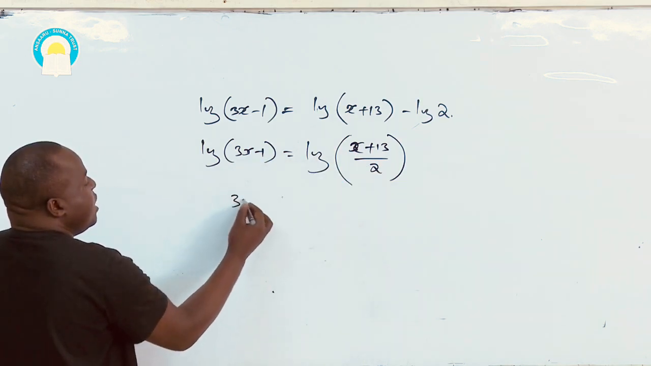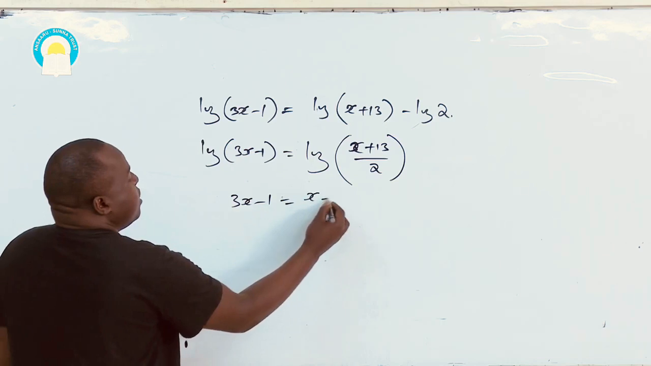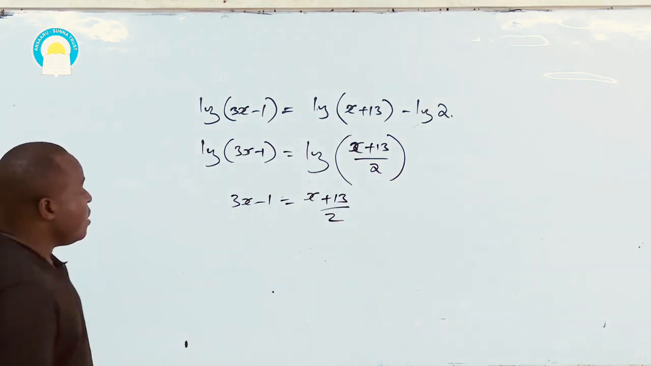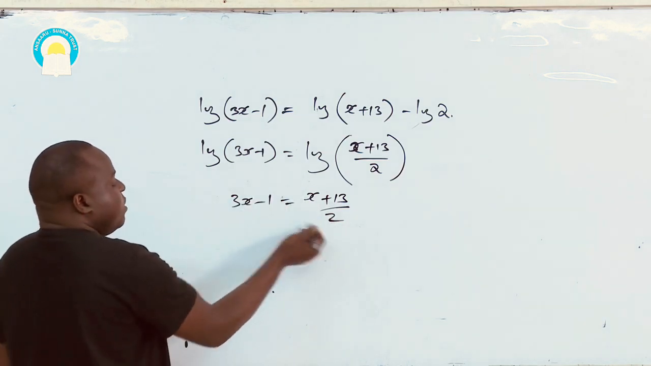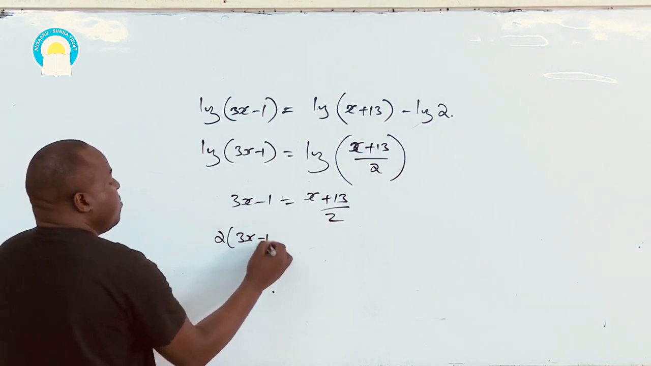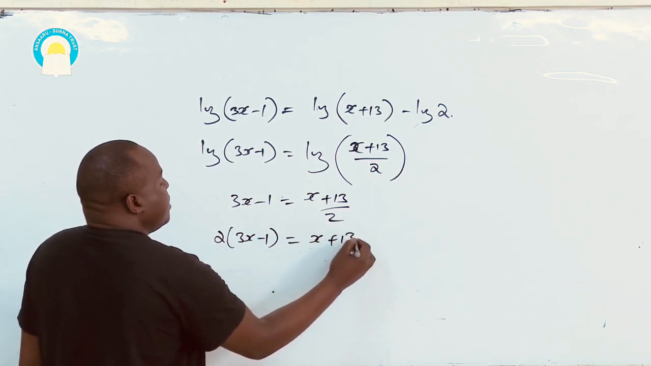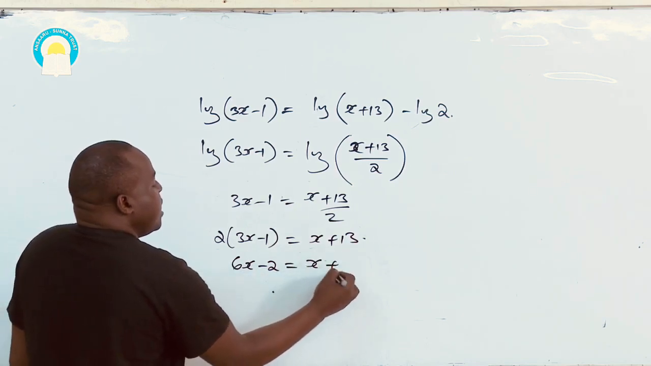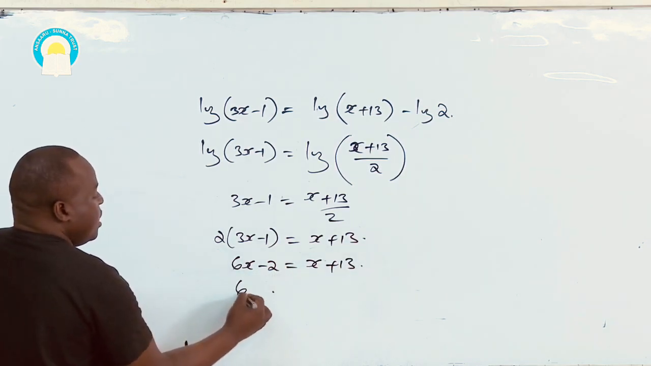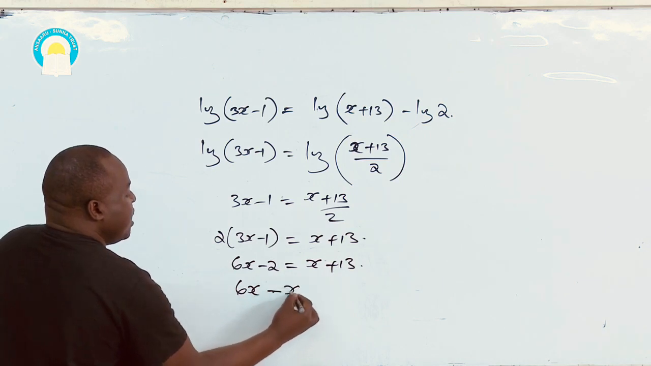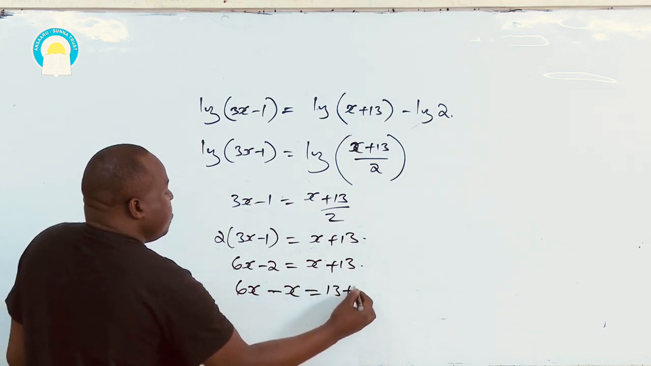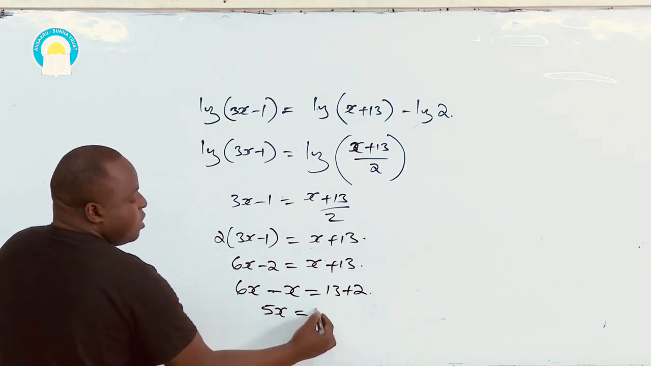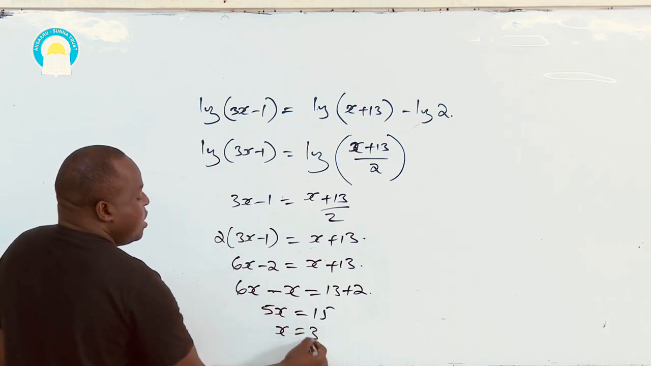This leaves you with 3x minus 1 equals x plus 13 over 2. This is a normal algebraic equation, so solve it to get 2 into 3x minus 1 equals x plus 13. So this should be 6x minus 2 equals x plus 13, which, collecting like terms, is 6x minus x equals 13 plus 2. 6x minus x is 5x, equals 15. So the value of x should be 3.